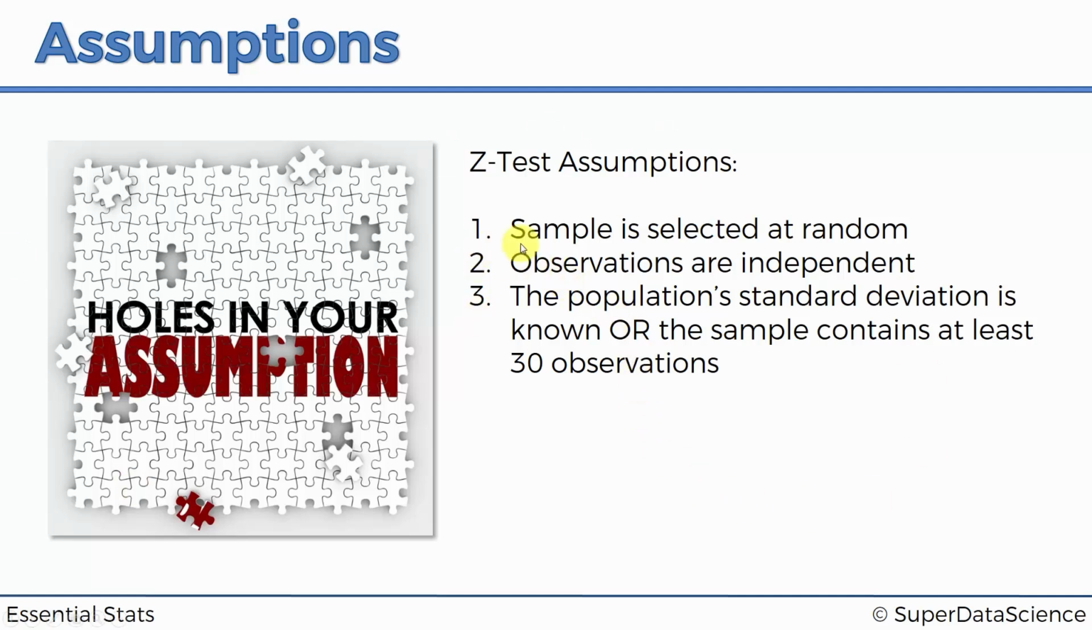So the sample is selected at random, observations are independent, and the population standard deviation is known, or the sample contains 30 observations or more. As you can see, they're very simple, very intuitive assumptions, but at the same time they can be tricky if you don't look out for them properly throughout your whole experiment.